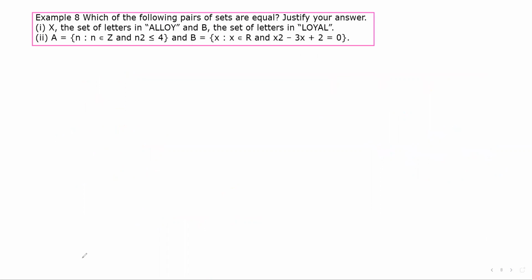Next, which of the following pairs of sets are equal? Justify your answer. Now, in the first section, X is the set of letters of ALLOY. So write these elements in roster form. We won't repeat L, even though L is mentioned twice. B is L, O, Y, and E. Now, your A is present over here, L is present, O is present, and Y is present, and both the sets have the same number of elements. So these are equal sets.